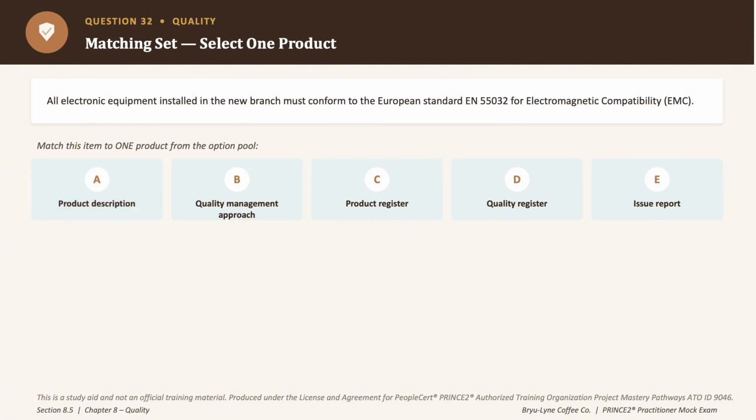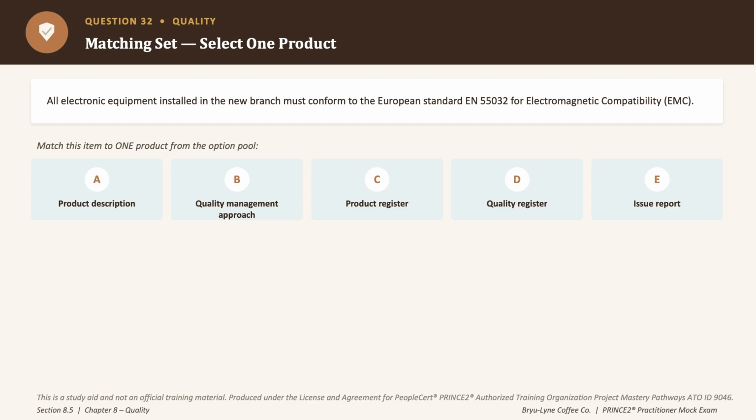So all the electronic equipment installed in the new branch must conform to the European standards EN 55032 for electromagnetic compatibility. Now, which management product could this be a part of? Now, this is a standard that applies broadly across the project's electronic products, right? Not just a single item, which is exactly what the quality management approach covers under its standards heading.